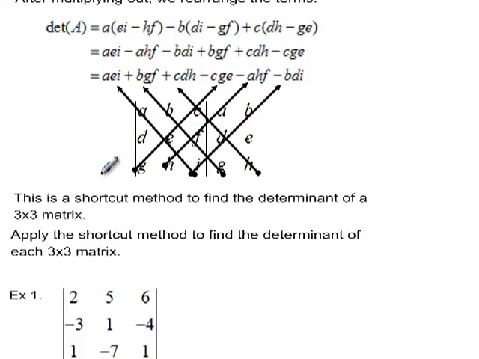If you go the other way, CEG, and then AHF and BDI, and they will be negative. So this will be the shortcut method. A lot of engineering students will use this method to figure out the determinant. But this method only works for 3 by 3.